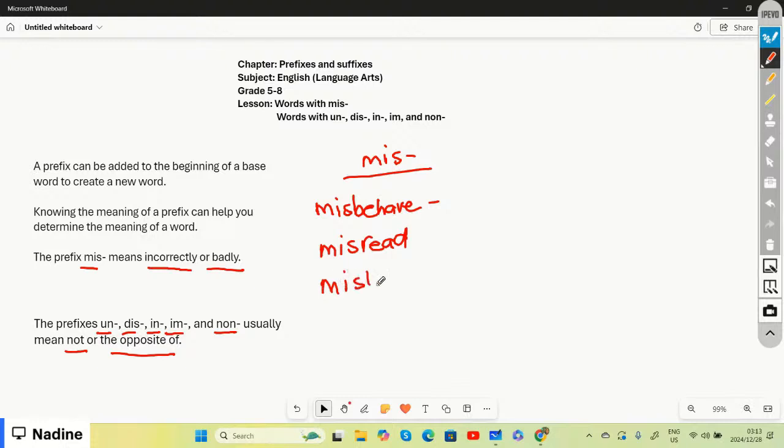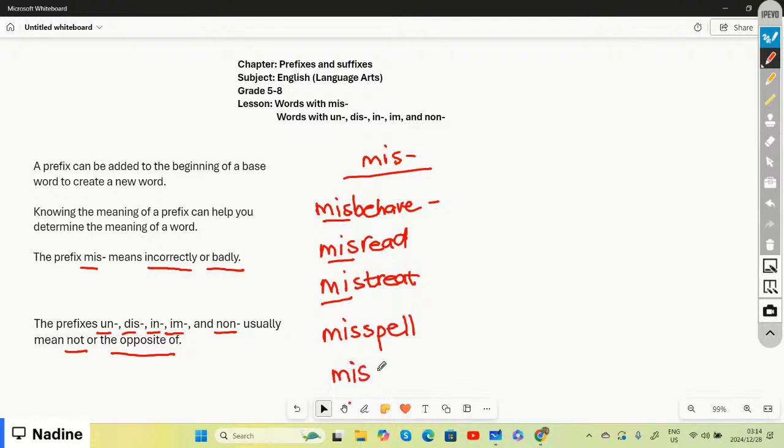Mistreat. If you mistreat someone or something badly, then it means that you are treating something wrongly or you're treating something badly. And these are basically examples of the words where we use the prefix mis. Misbehave, misread, mistreat, even misspell. If you misspell a word, then we can say that you spelled the word wrongly.